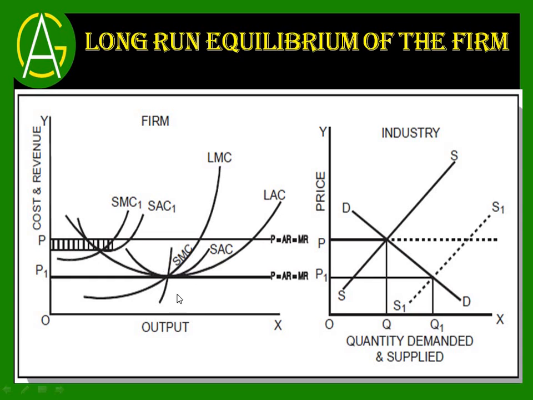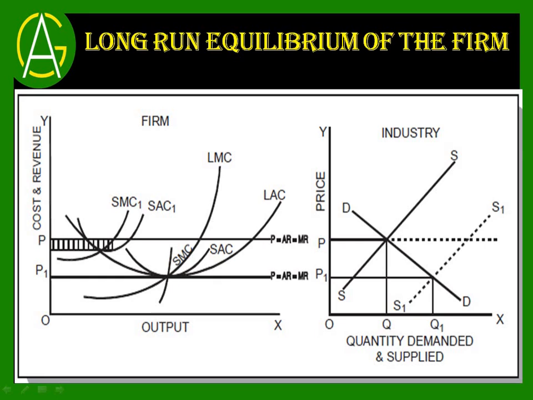Here friends, you can mark that all the things become equal. Price is equal to average revenue is equal to marginal revenue is equal to short run marginal cost is equal to short run average cost is equal to long run marginal cost is equal to long run average cost. So all the things will become equal in the long run.